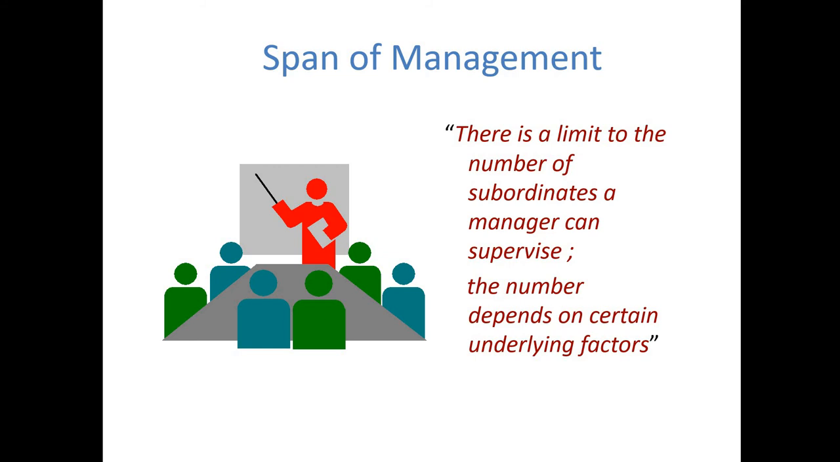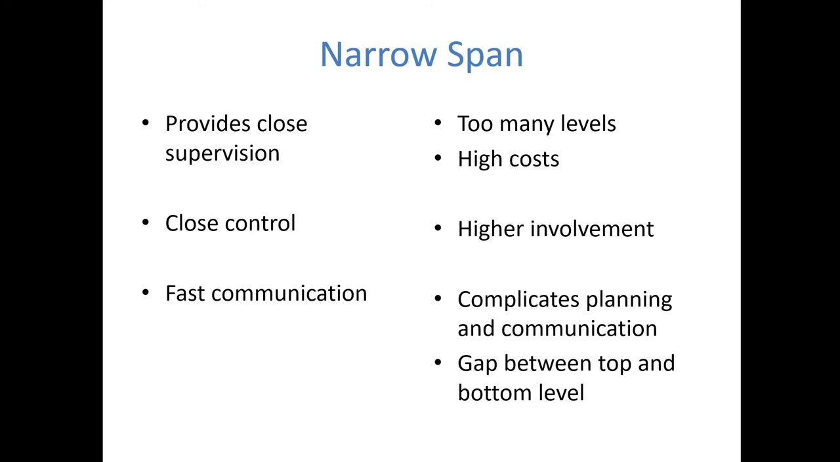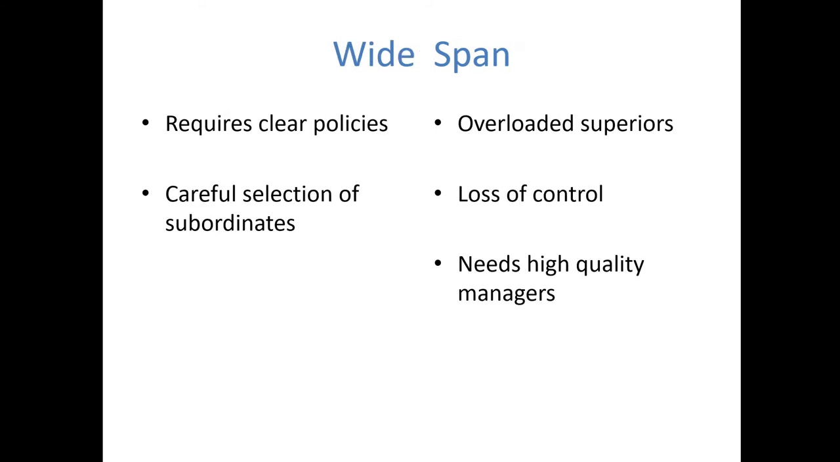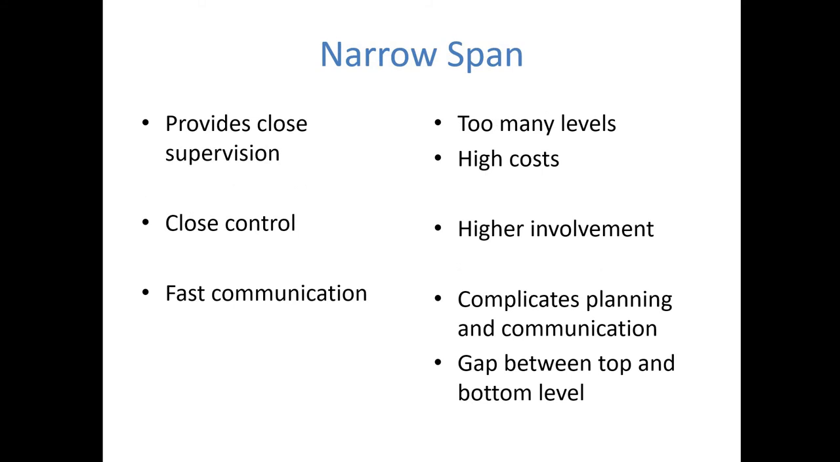Now the span of management depends on certain factors. Let us understand them. But before that, we need to understand what is a narrow span and what is a wide span. When we say narrow span, it means that you have few subordinates, maybe 2, 3, 4. And when you have few subordinates, you can provide close supervision. You can maintain close control also. And communication is faster. Obviously, it is easy to talk to 2 or 3 people as compared to 10 or 15 people.